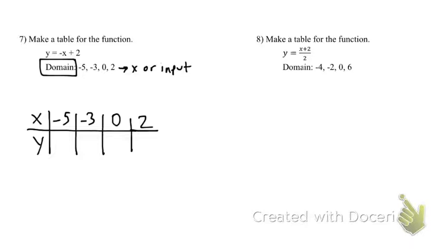They tell you what your x's are, and now to figure out my output or my y values, I'm going to take each x and plug it into my rule. So here's my rule or my equation. It's y equals negative x plus 2.